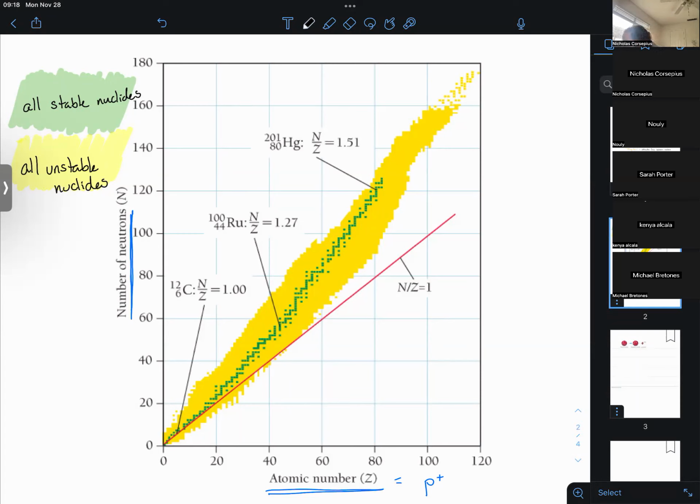Right? So since it's above this red line here, that means that atom has more neutrons than it does protons. And we can see that there's this general trend, right? Other than at the very beginning here, you need to increase the number of neutrons you have relative to the number of protons in order for that thing to actually be stable.